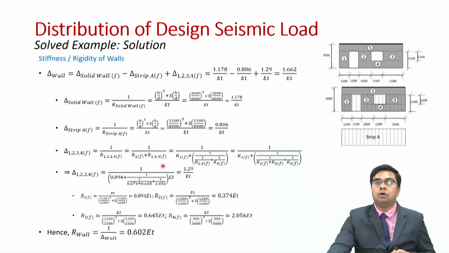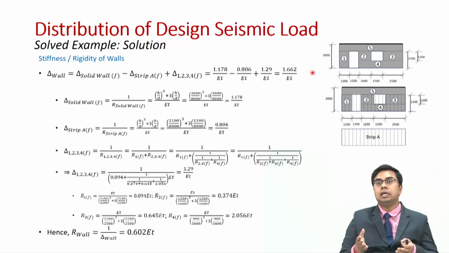So, the stiffness of the wall or the rigidity of the wall shall be the reciprocal of this and shall be equal to 0.602 ET. So, this is how you estimate or calculate the stiffness or rigidity of the wall. Now, if your northern and southern walls were different, you would have got different values of rigidity of these walls, and in that case the design shear force or the story shear force for this ground story would have been distributed among these two walls in proportion to their stiffness.